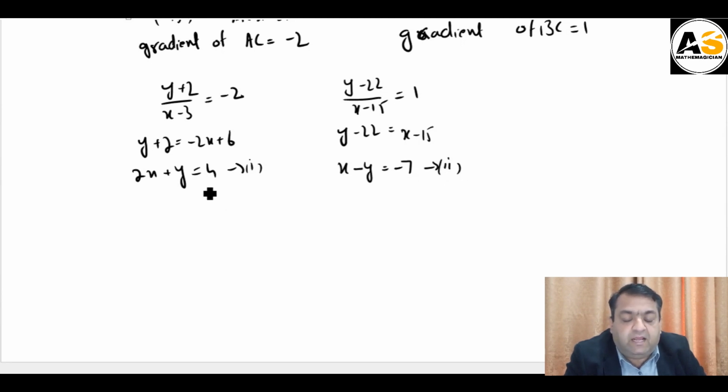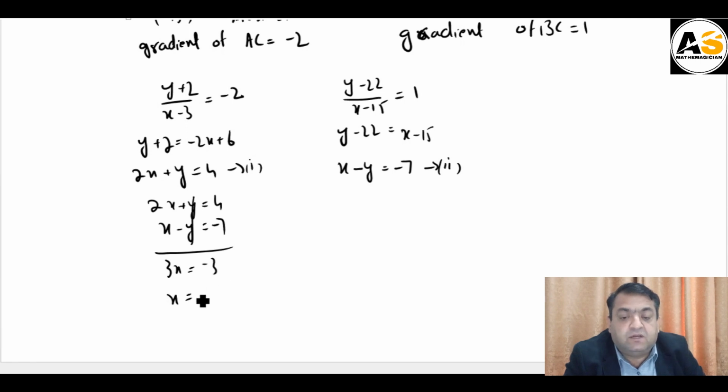So I will add 1 and 2. 2x plus y is equal to 4, x minus y is equal to minus 7. By adding these two, 3x is equal to minus 3, x is equal to minus 1. By putting x equal to minus 1 in equation 1, minus 2 plus y is equal to 4, so y is equal to 6.